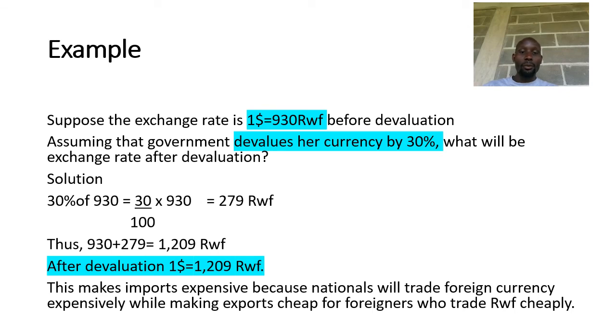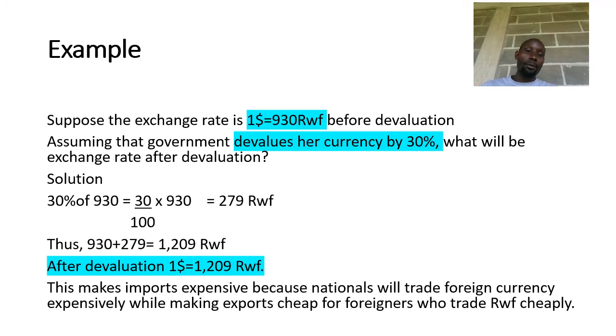So the application or the importance of devaluation is to increase exports and discourage imports, because when a currency loses value, it makes it expensive for the nationals to trade in foreign currency, and then it makes it cheaper for foreigners to buy the currency of that country which has devalued its currency, especially if they are trade partners. So you can see that before devaluation, 930 Rwandan francs were equivalent to $1.